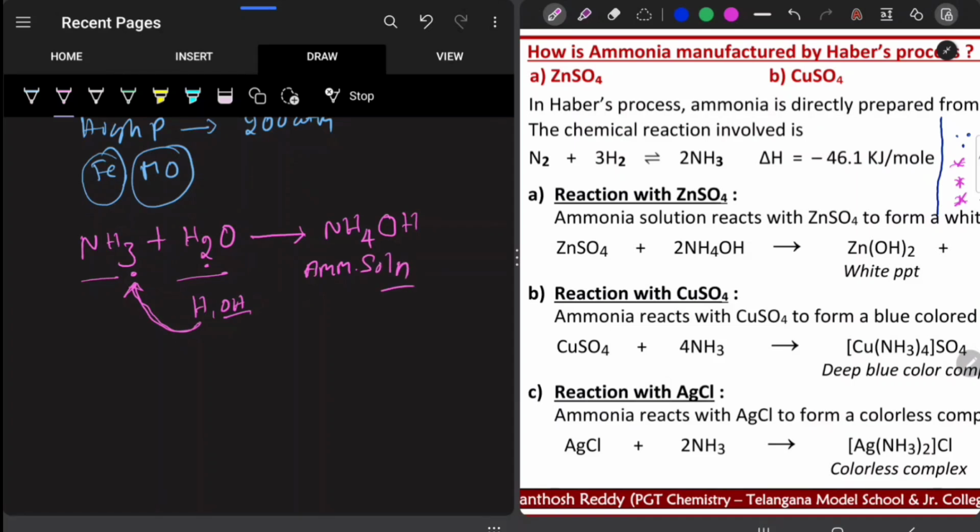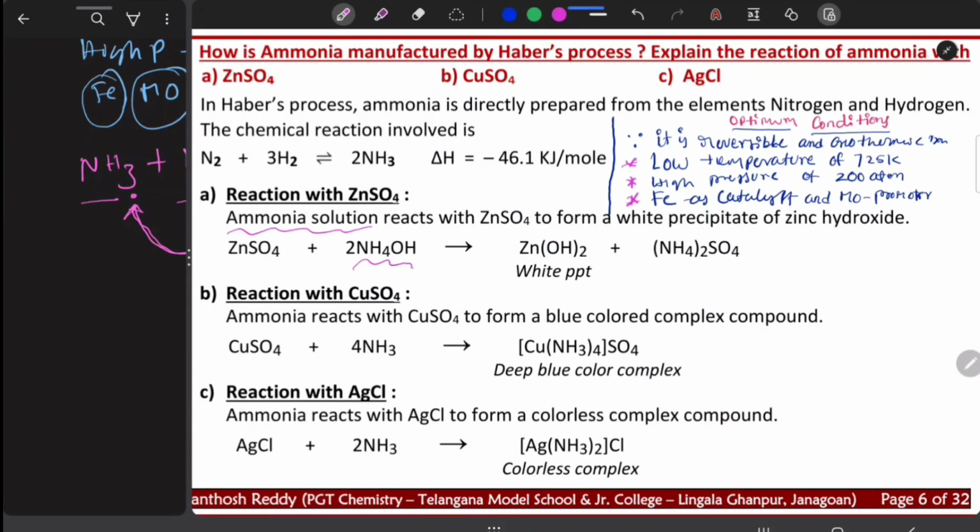Since in the reaction it is mentioned as ammonia solution, we have taken NH4OH. This ammonia solution NH4OH reacts with zinc sulfate. You do one thing, this zinc now combines with these OH groups. How many OH groups are there here? 2. This 2 is common for both. So zinc combines with these 2 OH groups, becomes Zn(OH) taken twice, that is called zinc hydroxide.